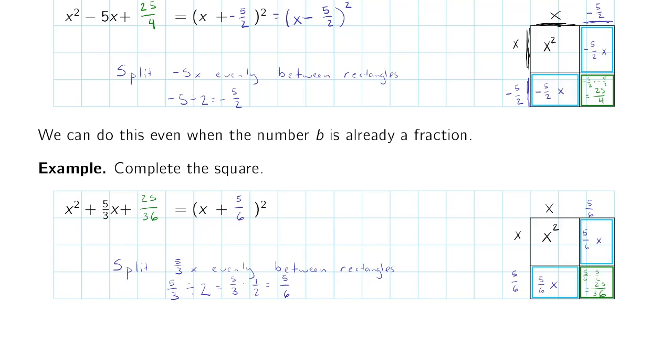So that's how we complete the square. To complete the square, we need to figure out what that little missing piece is. And then the way that we handle that little missing piece is going to depend on what it is we're trying to do with our completed square.